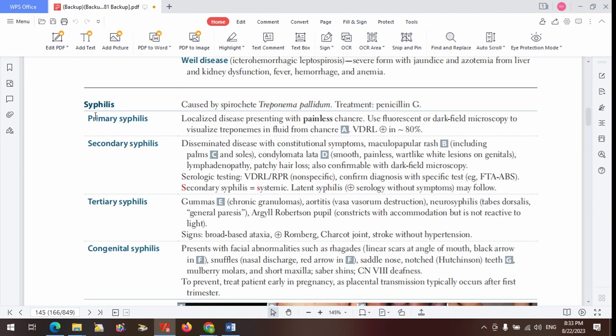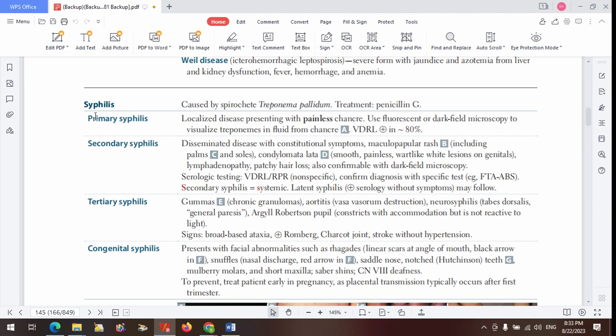We are looking for the painless chancre. Once you see the painless ulcer, our mind should be going towards syphilis. Painless, but there's associated lymphadenopathy. Inguinal lymph nodes will be swollen and they will not be painful as well. For secondary syphilis, that's where we are now looking for the triad: lymph node problem, skin problem, mucosal problem.